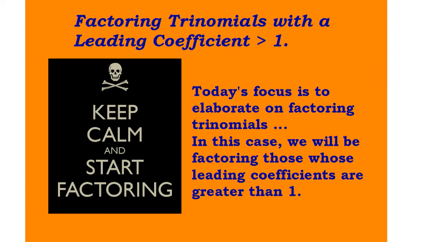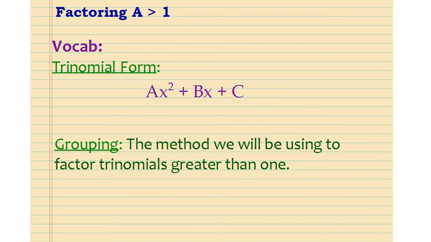Today, we will factor trinomials where the leading coefficient is not 1. Here's our vocabulary. In our trinomial, ax squared plus bx plus c, our a value can be a number other than 1. Whenever we have a trinomial where a is not equal to 1, we can use the grouping method.